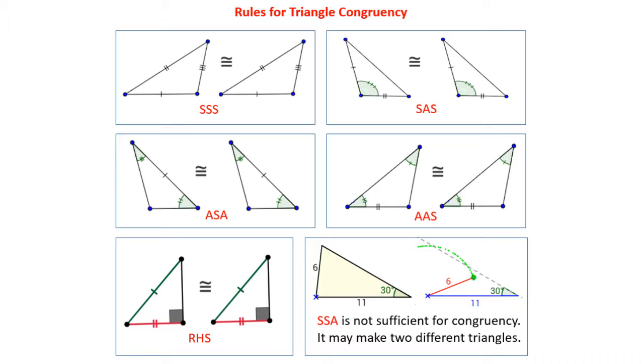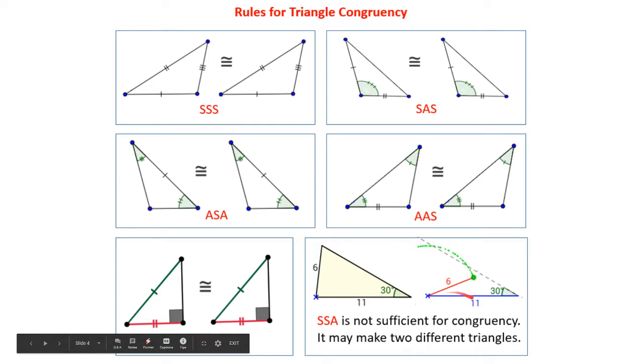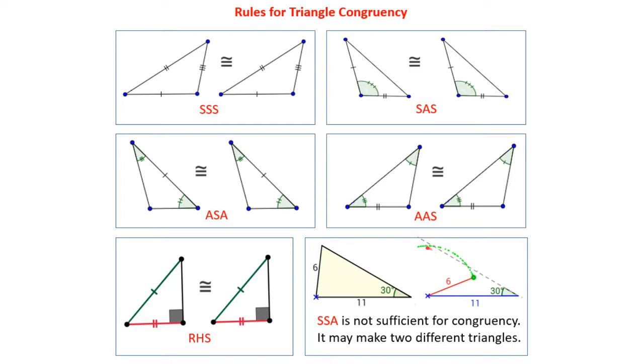If we look down at the bottom here, we have that side, side, angle is not sufficient for congruency. If you look at this drawing, there's this green arc going through this line. We can actually make two triangles with a side length of 11, a side length of 6, and an angle measure of 30. So side, side, angle does not mean that two triangles are congruent, because we can make a different triangle with that side length. Okay, that's probably a lot. If you need to write anything down, just take your time. You can pause the video now. You can't pause me in class, but you can pause the video. All right, moving on.